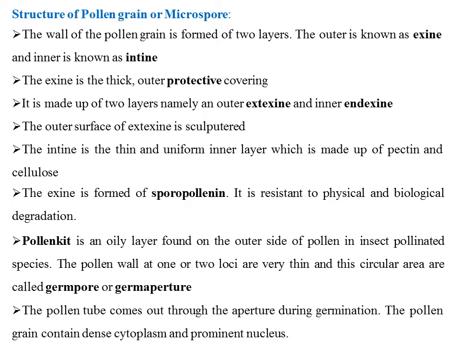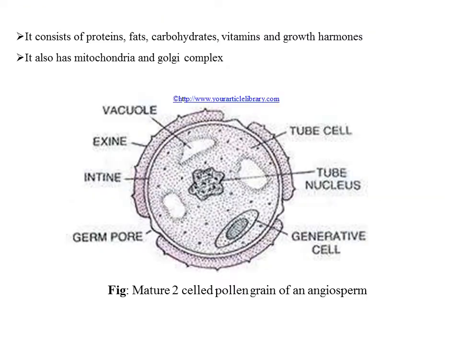Sporopollenin is an oily layer found on the outer side of pollen in insect pollinated species. The pollen wall at one or two loci is very thin, and this circular area is called the germ pore or germinal aperture. The pollen tube comes out through the aperture during germination. The pollen grain contains dense cytoplasm and a prominent nucleus.